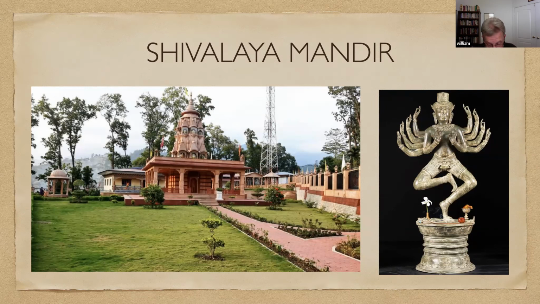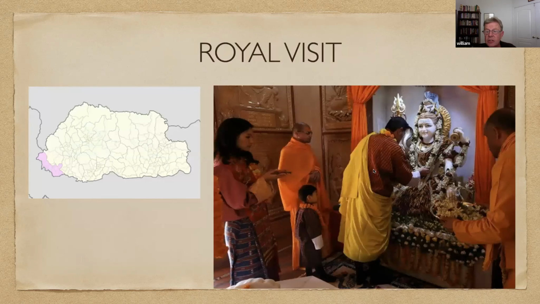So there's this Shivalaya temple, which was actually blessed by the king. He visited it, which may have something to do with the problem on the border, maybe some way to make up for some of the things that happened to those Hindu Nepalese. But anyway, you can see he's offering puja to Shiva. You can see Shiva with a trident, the horizontal lines.